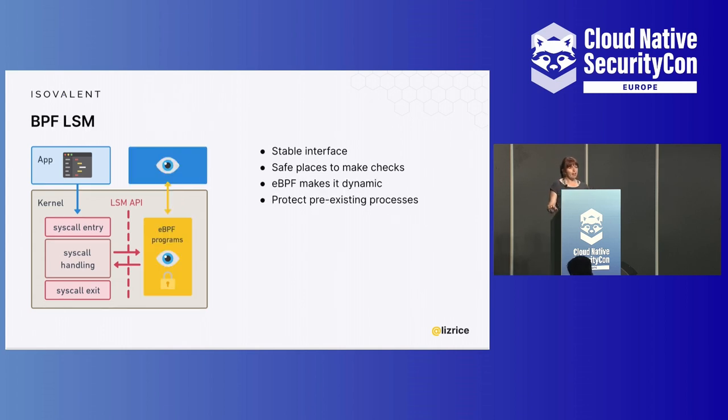With BPF LSM that you heard referred to in the LOXC talk, we don't have to use a kernel module. We can use eBPF programs hooked onto those LSM function calls. So we're using that stable interface. We've got these kernel data structures that we can inspect. We can run dynamic programs. We can load them into the kernel as we choose to do our checks on whether or not we think that activity looks suspicious in some way.